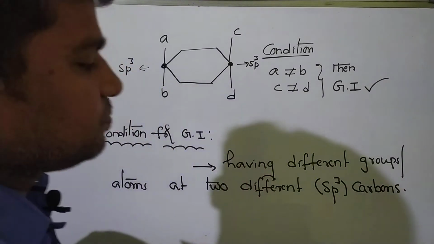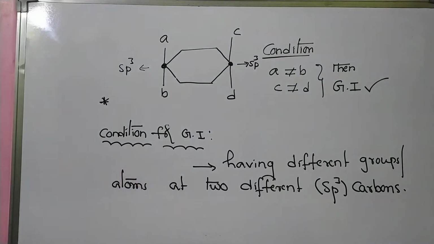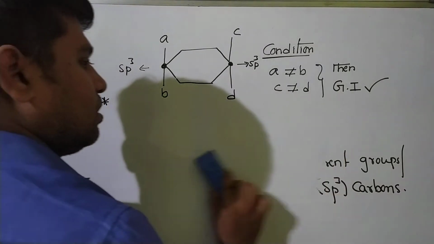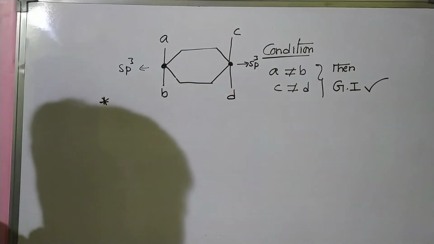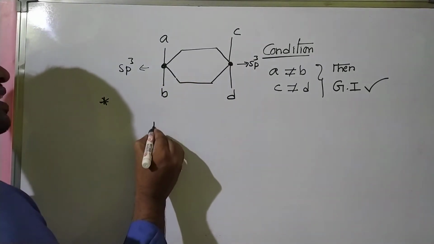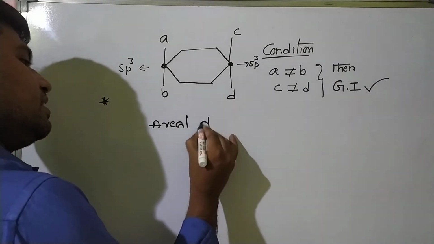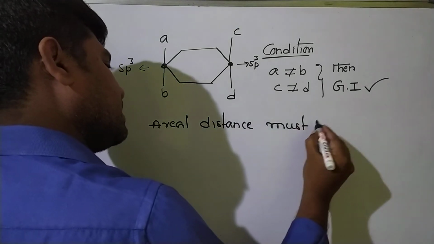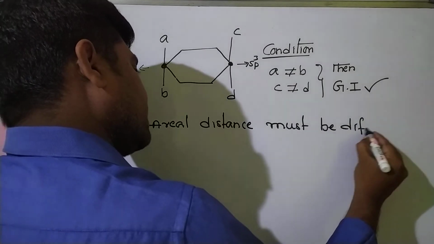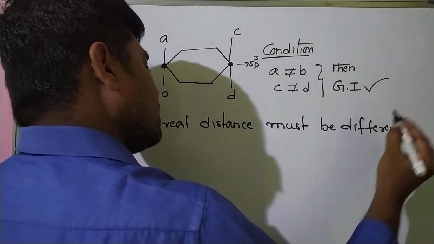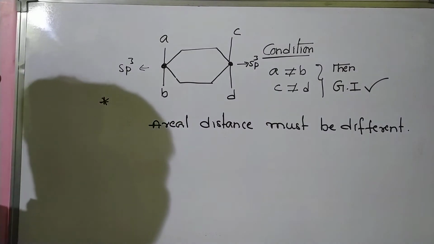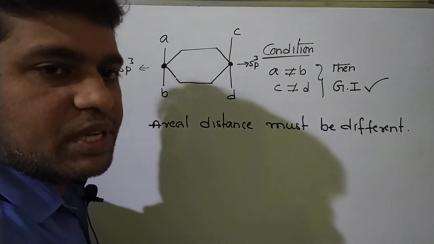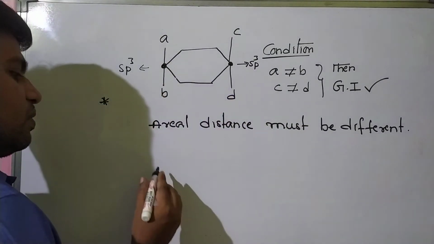Okay, please note, students. The next condition is aerial distance. Aerial distance must be different. Already you know what is called aerial distance because we learned so many examples in previous classes. Now, one example.